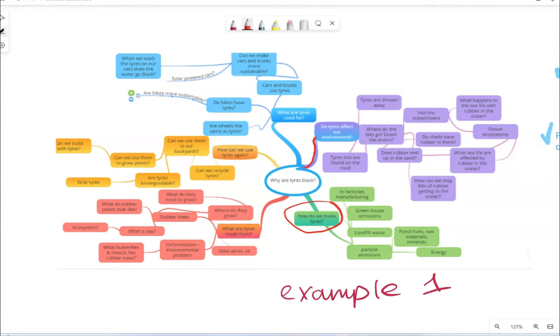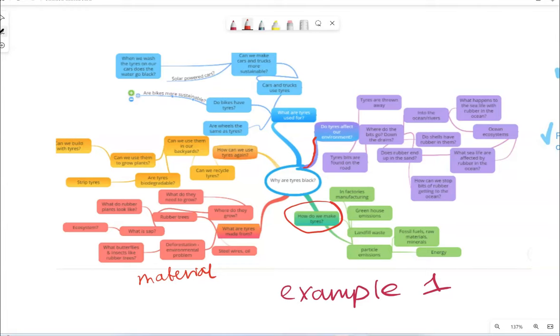The next inquiry question is about tires, what they are made of, focusing on material, and some interesting questions that are related to sustainability as well. The orange branch talks about recycling. So you can see, can we use them in our backyards?